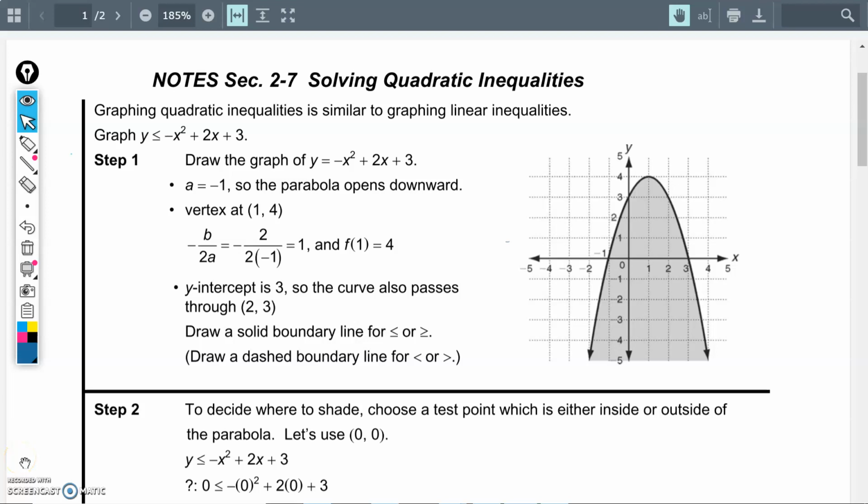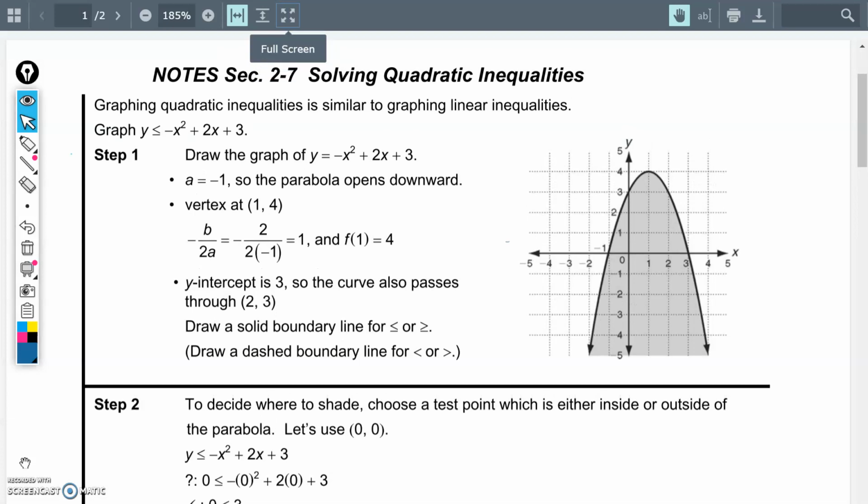Hey guys, today's video I'm just going to do a little bit about graphing these quadratic inequalities. We're not going to really solve because I want to do that in class together. I feel like that could be a little bit more confusing over the video.